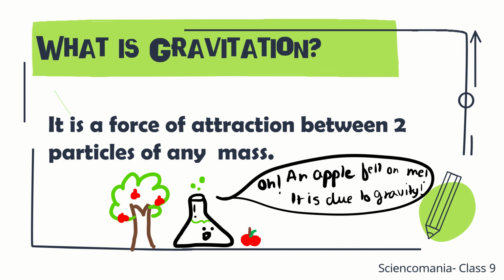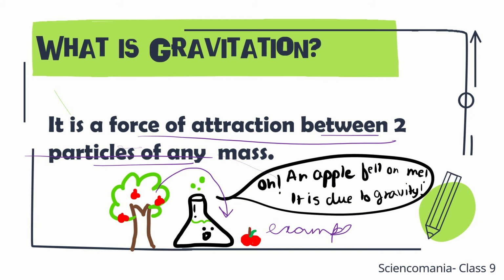What is gravitation? It is the force of attraction between two particles of any mass. Oh, an apple fell. It is due to gravity. So, the falling of an apple is also an example of gravitation. Here, the apple and the ground are attracting each other. The apple's mass is very low and the ground's mass is very huge as compared to the apple. So that means the particles can be of any mass.